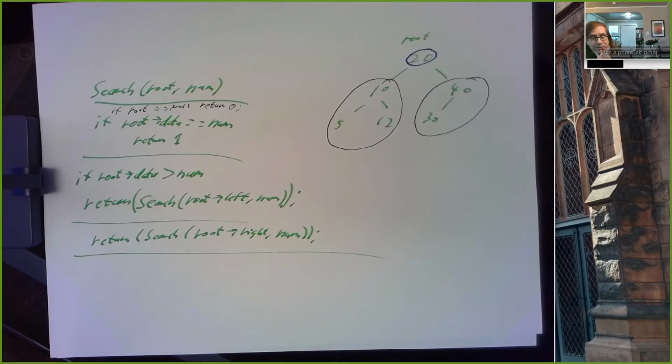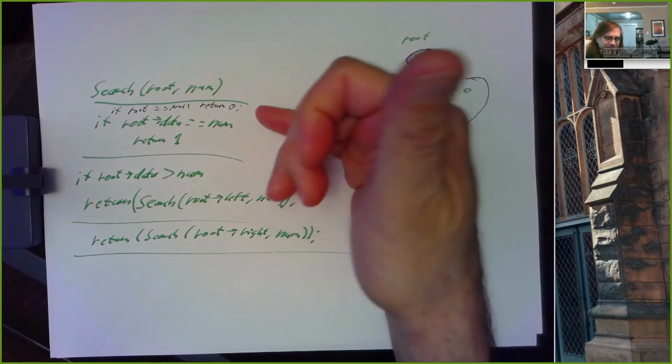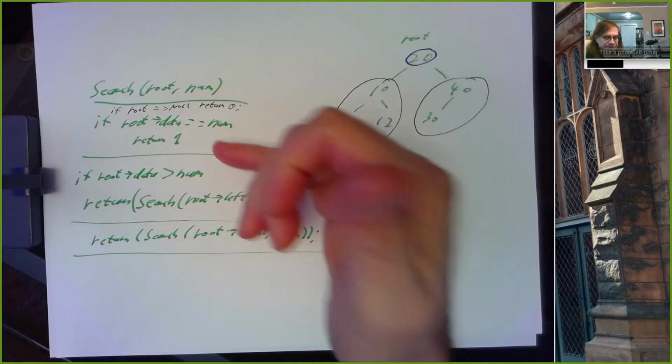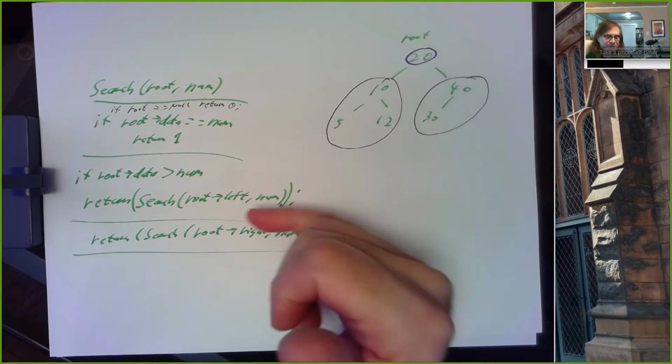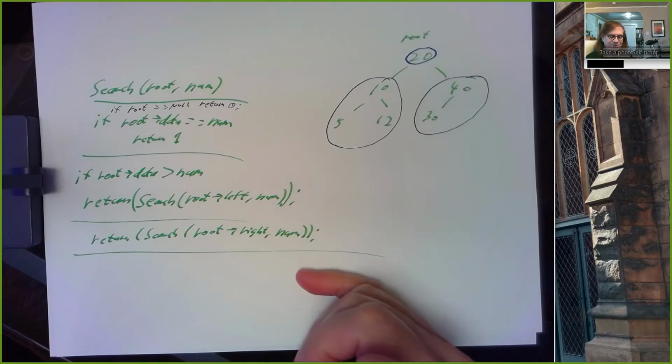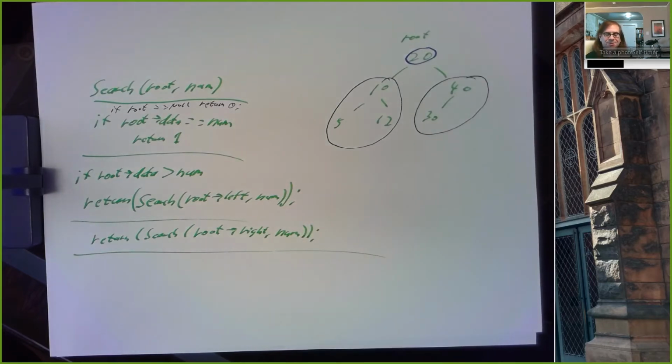So it's a 4-line search function. If the root's null, return 0. If the root matches the data, return 1. If the number is less than the root, return whatever you get by searching the left subtree. If the number is bigger than the root, return whatever you get by searching the right subtree.